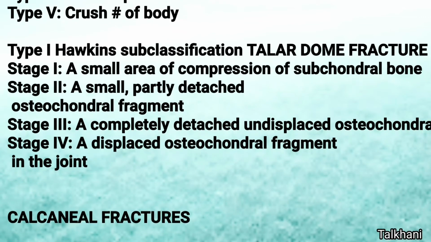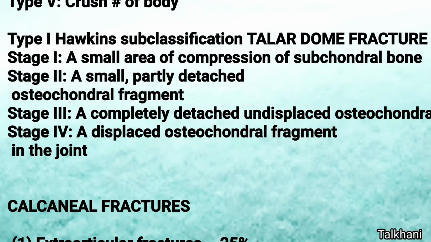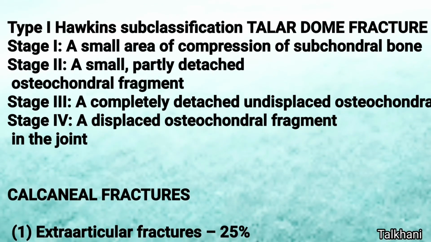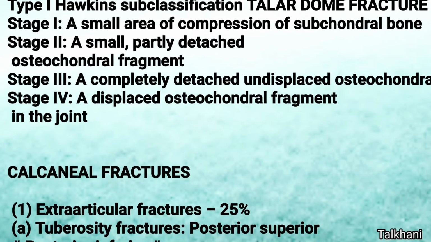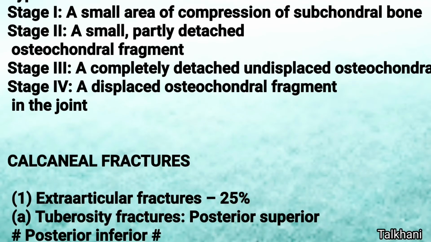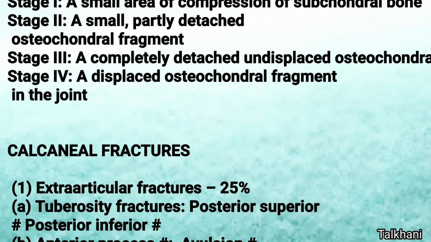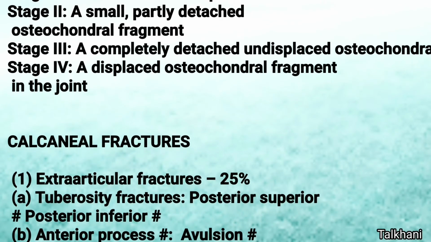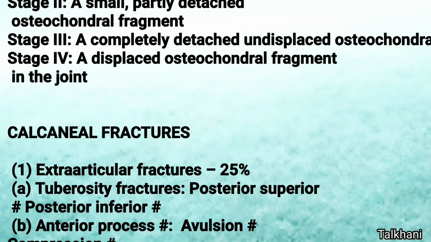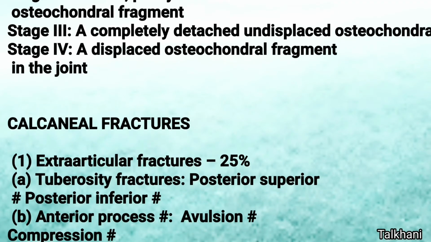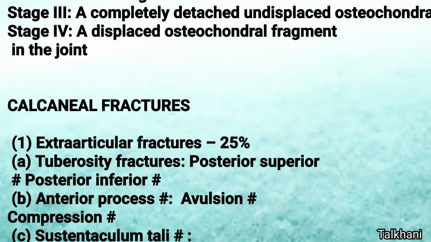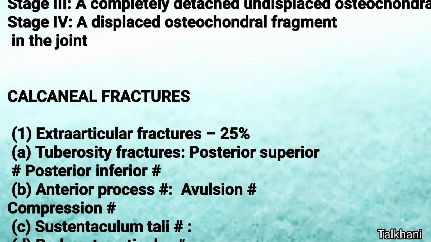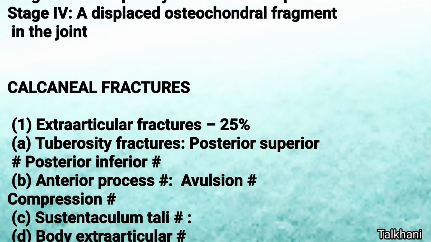Type 1 Hawkins talar dome fracture is subclassified by Berndt and Harty as stage 1, a small area of compression of the subchondral bone. Stage 2, a small partly detached osteochondral fragment. Stage 3, a completely detached undisplaced osteochondral fragment. Stage 4, a displaced osteochondral fragment which is free in the joint.